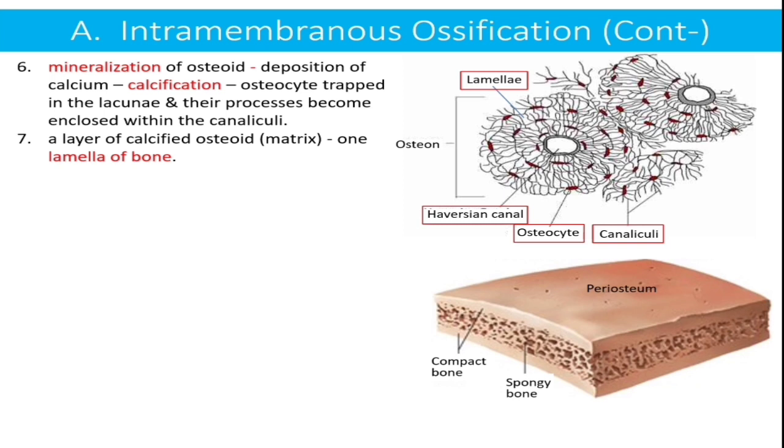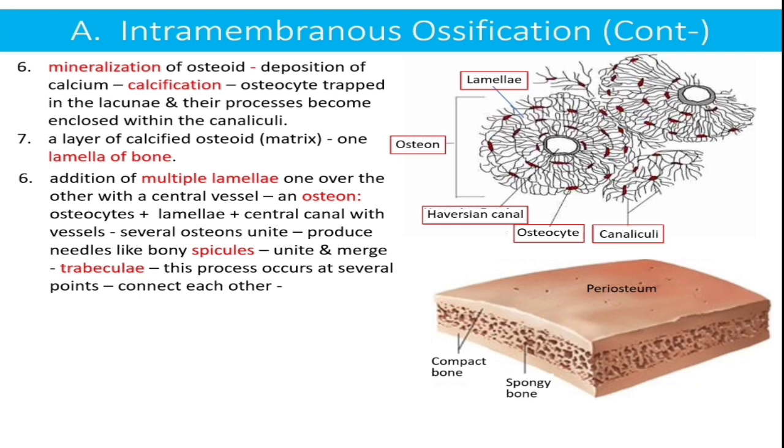This causes osteocytes to become trapped in the lacunae, and their processes become enclosed within the canaliculi. In this way, a layer of calcified osteoid is formed, which is also named as matrix. And this layer, calcified osteoid layer, is also named as a lamella of bone. Addition of multiple lamellae, one over the other with a central vessel, is named as Haversian system or an osteon, which consists of multiple lamellae with osteocytes in between and a Haversian or central canal with vessels.